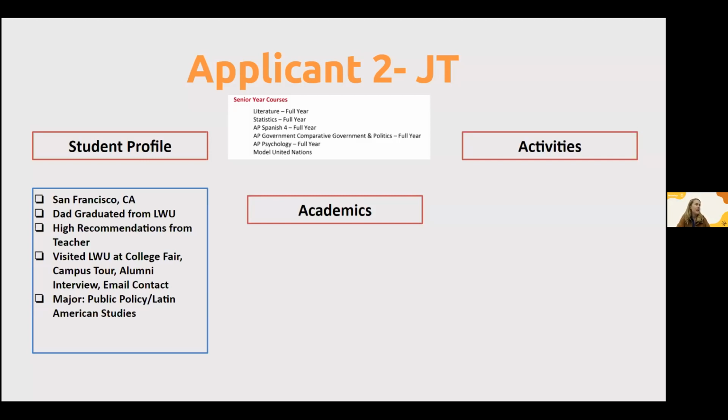This student visited Lake Washington University during a college fair. They also took a campus tour and they did an alumni interview. So they interviewed and had a conversation with somebody who graduated in the past and connected via email with the admissions counselor. So a lot of demonstrated interest on this student in particular. And then their major choice was public policy / Latin American studies.